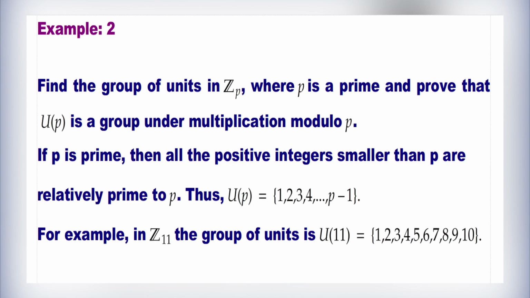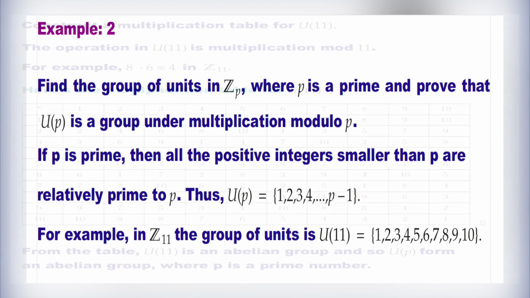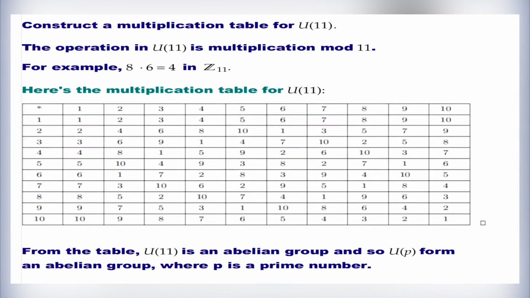For example, in Z11, the group of units is U of 11 equal to the set of all 1, 2, 3, 4, etc. up to 10. Construct a multiplication table for U of 11. The operation in U of 11 is multiplication modulo 11. For example, 8 into 6 equal to 4 in Z11.